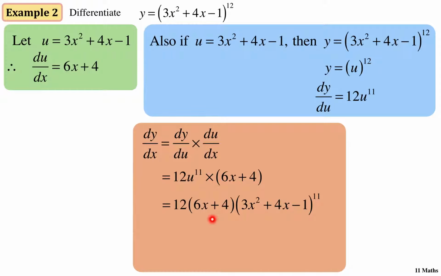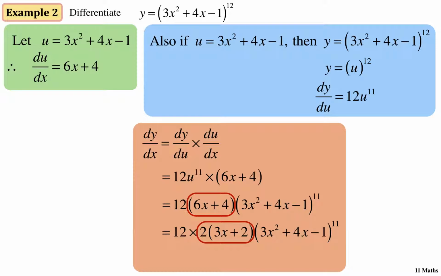Now I'm going to look at this bit and take out the common factor of 2. There are no common factors for this bracket. Taking out that common factor of 2 gives me 2 bracket 3x plus 2. That 12 times that 2 gives 24. So I end up with 24, 3x plus 2 in brackets, and 3x squared plus 4x take 1 in brackets to the power of 11. Quite a messy question. However, nowhere near as messy as multiplying the original question out completely and then differentiating it. So you can see the power of the chain rule.